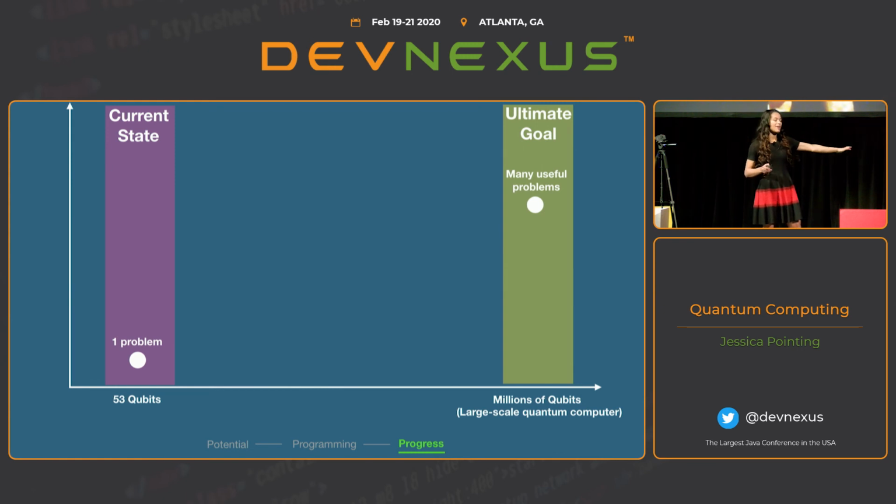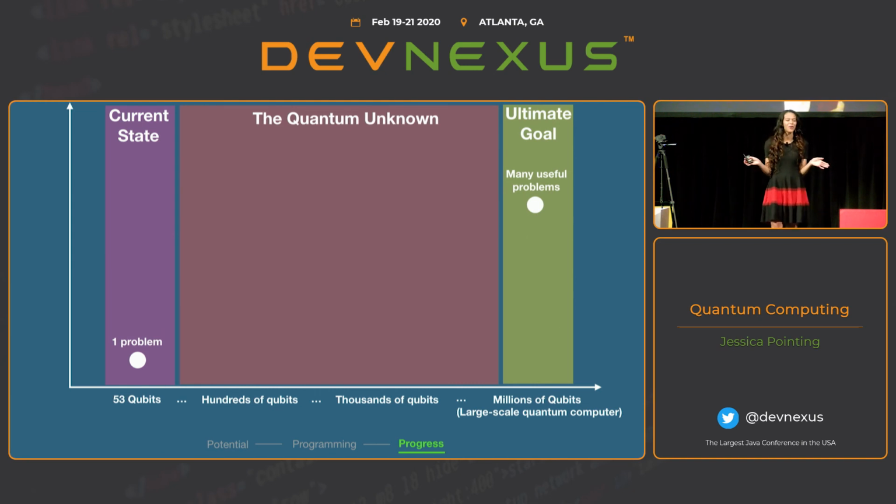We could do a lot of amazing things with millions of qubits that are high quality, I should say. And this is called a large-scale quantum computer. This is the ultimate goal in quantum computing, to get to this point. But as you can see, there's kind of this gap in between where we have maybe hundreds of qubits and thousands of qubits. And I call this the quantum unknown. Who knows what's going to happen here?